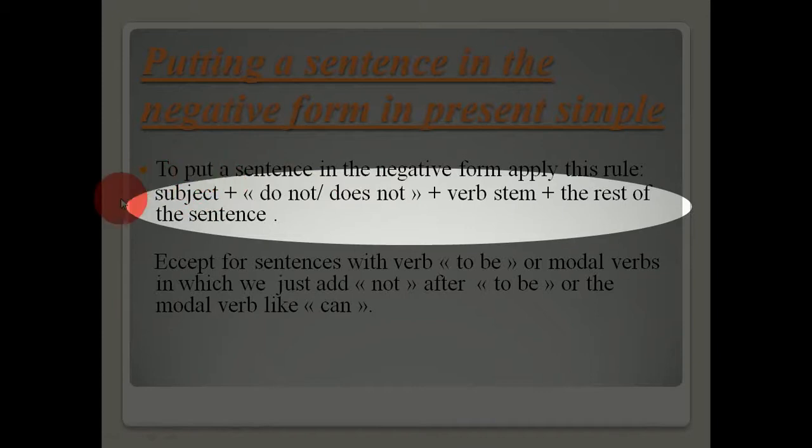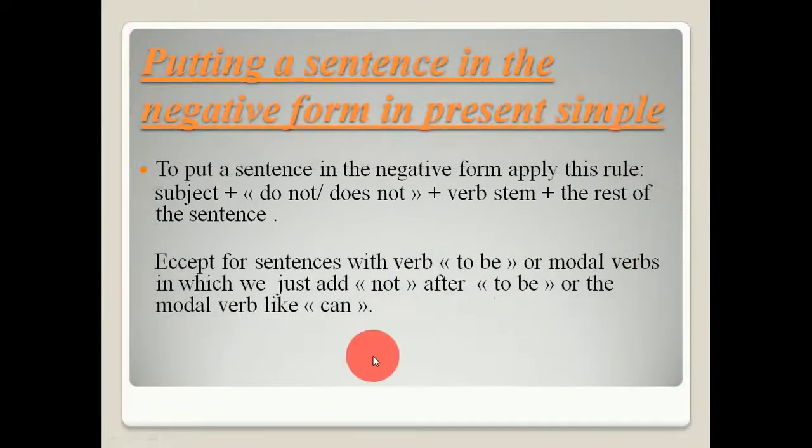يعني if the subject is I راح تدير do not. If the subject is we راح تدير do not. If the subject is you ولا they راح تدير do not. If the subject is she ولا he ولا it راح تدير does not. Is it clear? So subject plus do not ولا does not. So depends on the subject. Plus the verb stem. What is the verb stem? Verb stem is the infinitive of the verb without to. يعني الفعل كي ما يكونش مصرف نسموه verb stem. Plus the rest of the sentence زائد بقية الجملة.